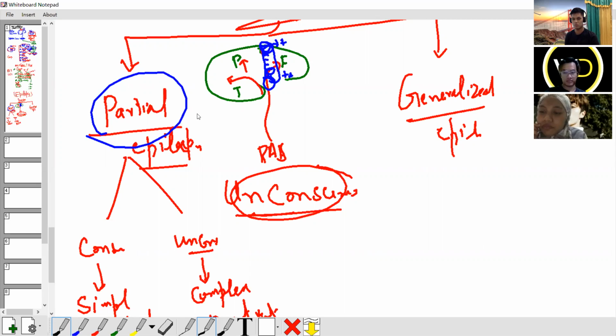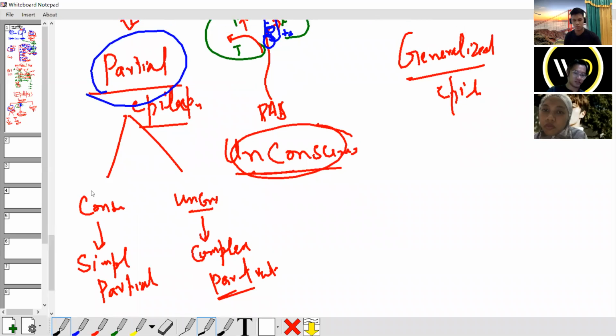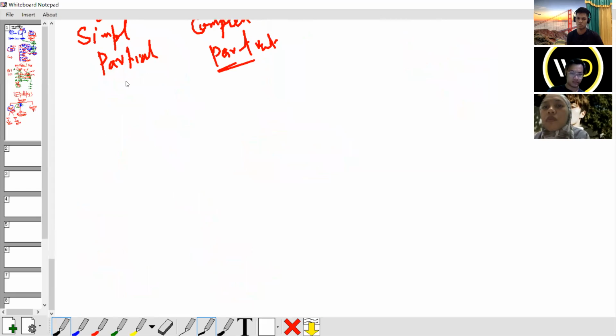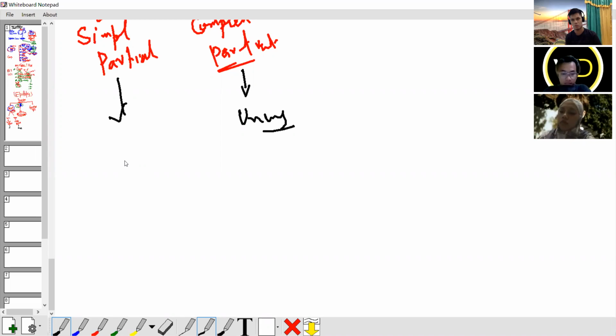Okay, now come back. Partial means only one part of the cortex is excited, not the full motor cortex. So it is a partial seizure. In partial seizure with upper limb affected, there is partial simple and partial complex. If the person becomes unconscious after the attack, that is partial complex. If the patient is still conscious after the partial attack, just trembling or moving the upper limb, that is partial simple. If they then become unconscious, that is partial complex.